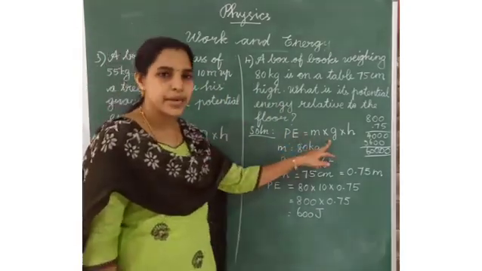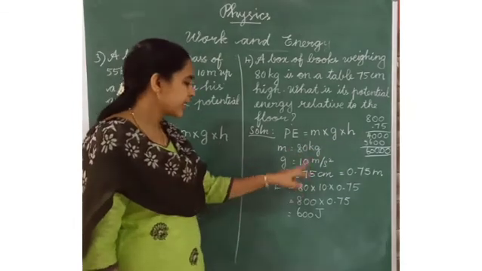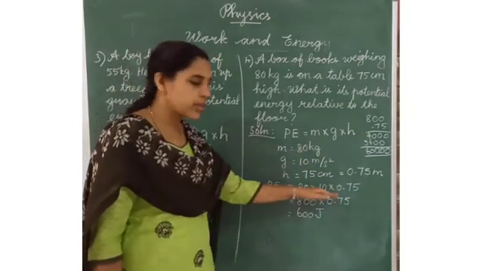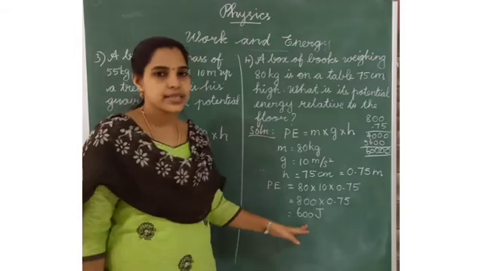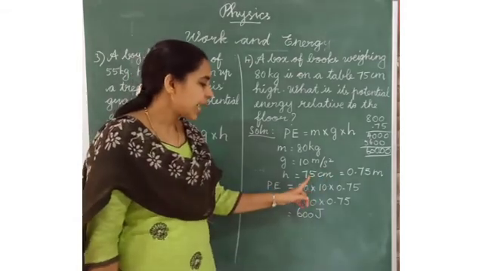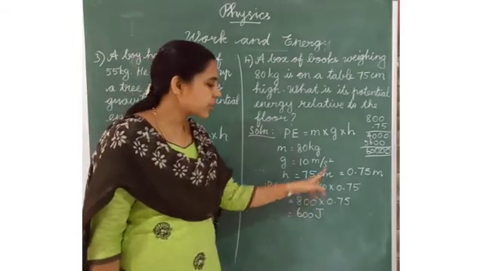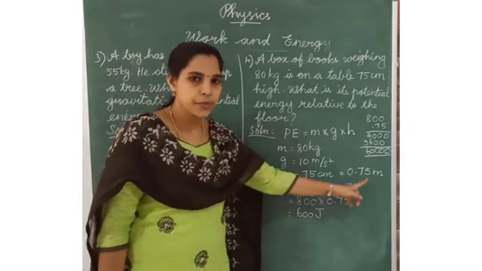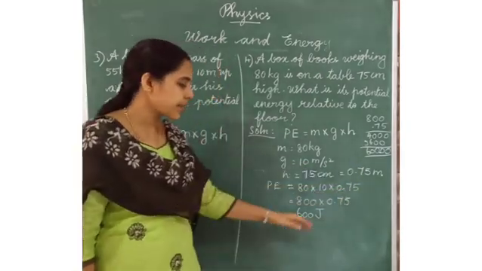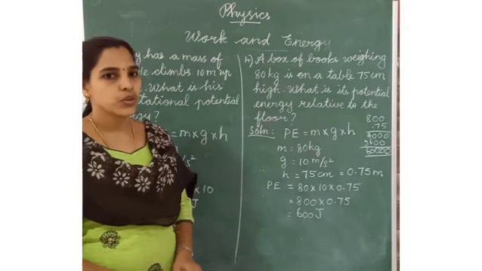Potential energy is m into g into height. Then write the values here. Substitute the values in this formula. Find the answer. Before that, height is in centimeter, so you should convert centimeter into meter, 0.75 meter. We will get the answer in joule.